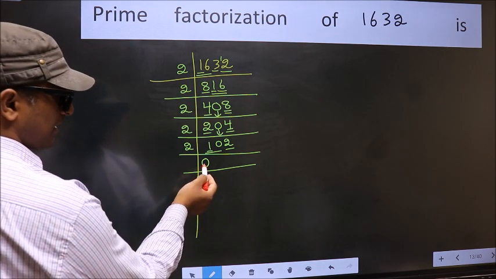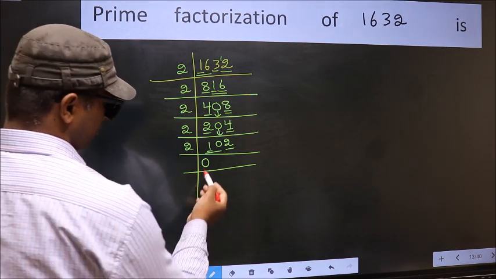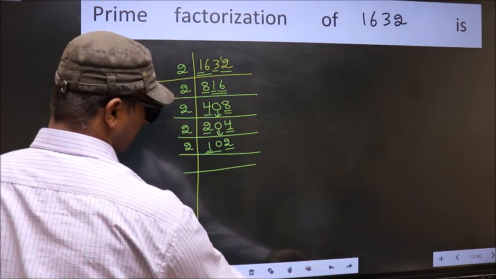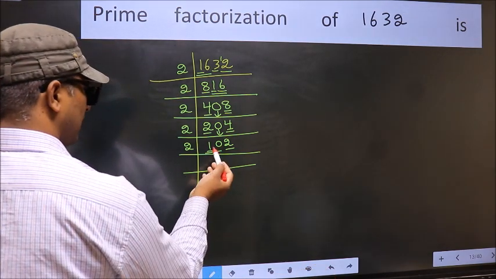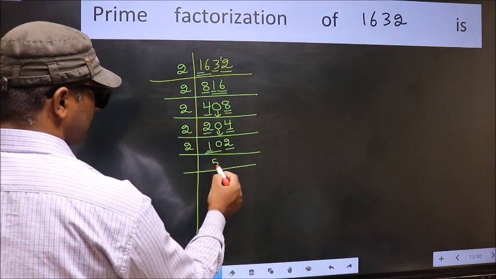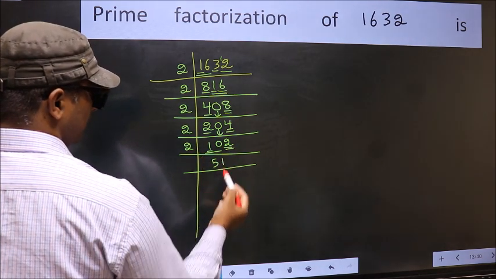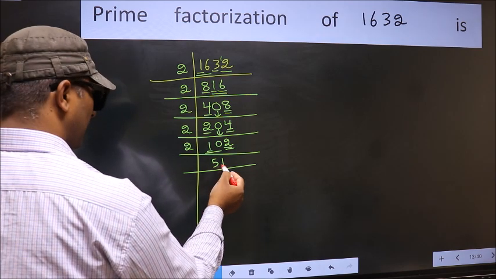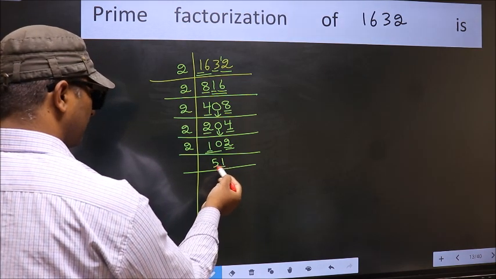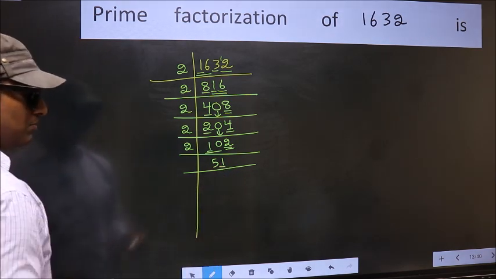But 0 at the start does not matter, so no need to write 0 at the start. So 10, when do we get 10 in the 2 table? 2 5s are 10. The other number 2, when do we get 2 in the 2 table? 2 1s are 2. Now the last digit 1 is not even, so not divisible by 2.